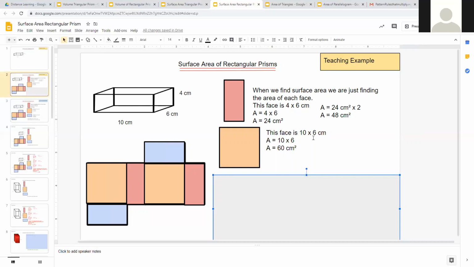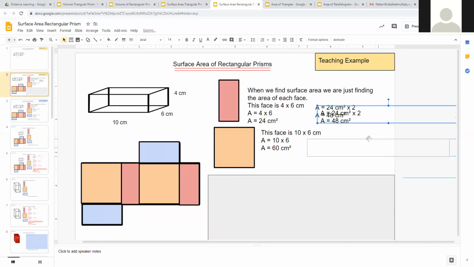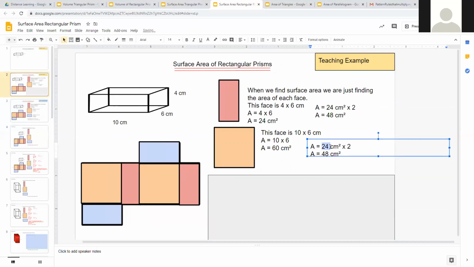So then when we do this, we find it's 10 by 6 and 60 centimeters squared. And actually you should have another section over here. That's what's missing here, where it is 60 centimeters squared times 2, which gives us 120 centimeters squared.